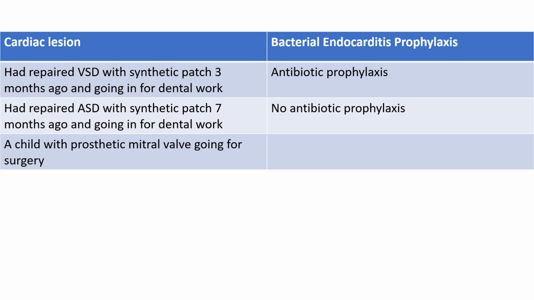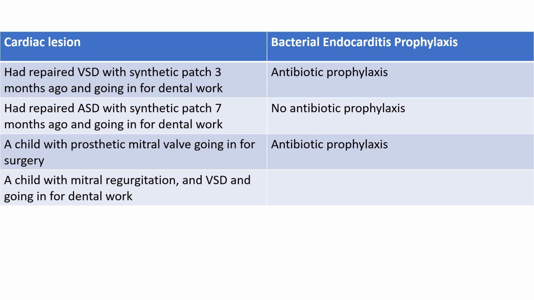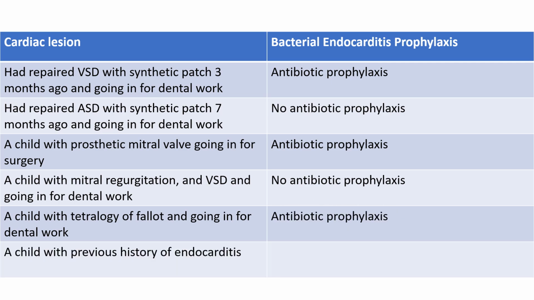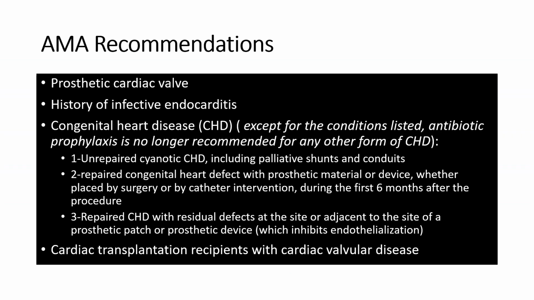A child with prosthetic mitral valve going in for surgery. Do we have to give an antibiotic? The answer is yes. A child with mitral regurgitation and VSD and going in for dental work. No antibiotic prophylaxis. A child with Tetralogy of Fallot and going in for dental work. Antibiotic prophylaxis. A child with previous history of endocarditis. Antibiotic prophylaxis.